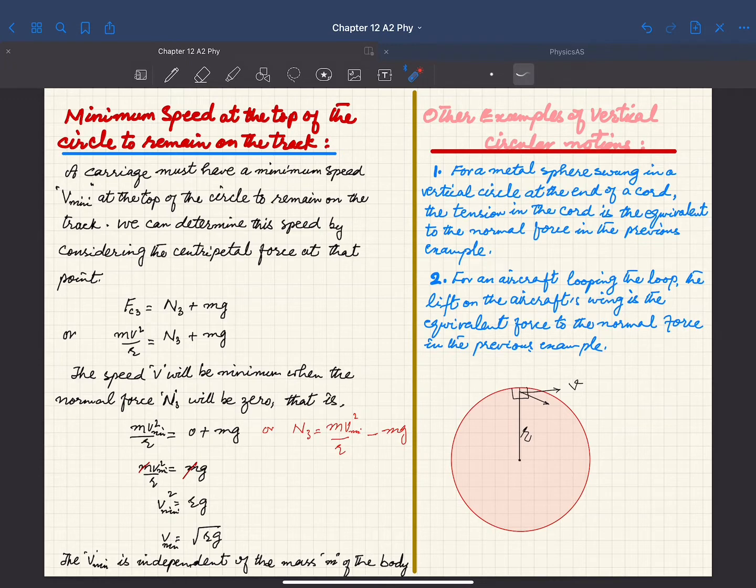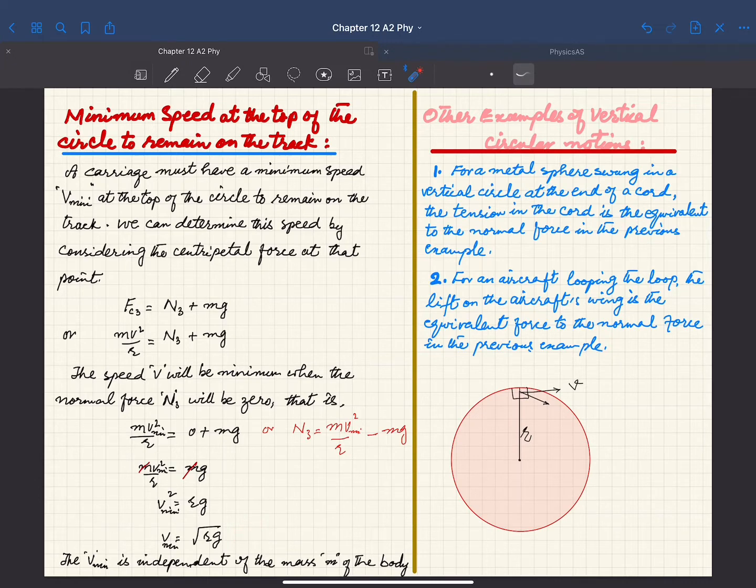So if we have this equation, then simply you know that the centripetal force is mv square over r. If we are considering that there is no contact force, that is, contact force is 0, then the equation will be simplified in this way: mv minimum square divided by r is equal to mg. So this is what we have, and in this way we are basically calculating the minimum speed which is required for a body to move in a vertical circle.